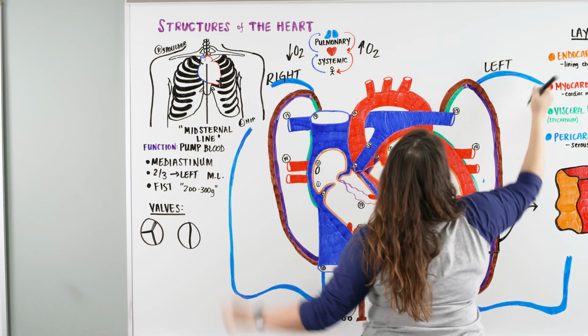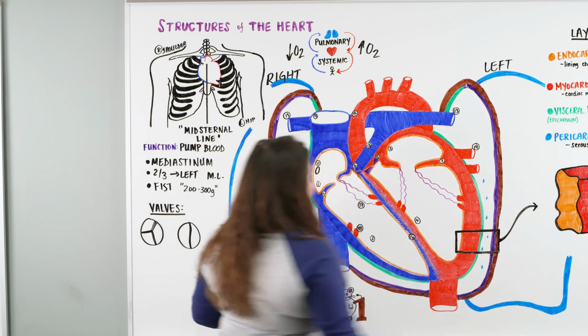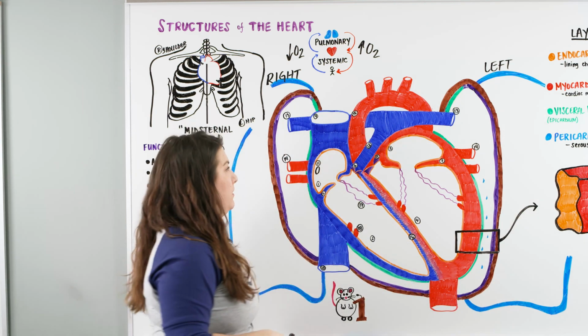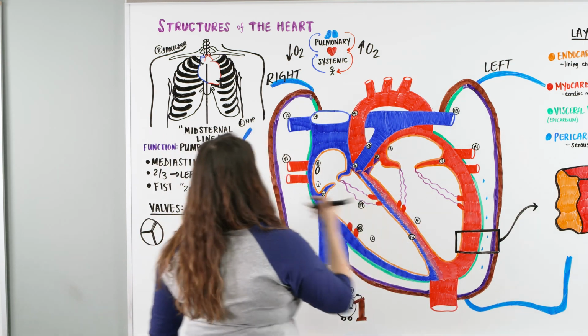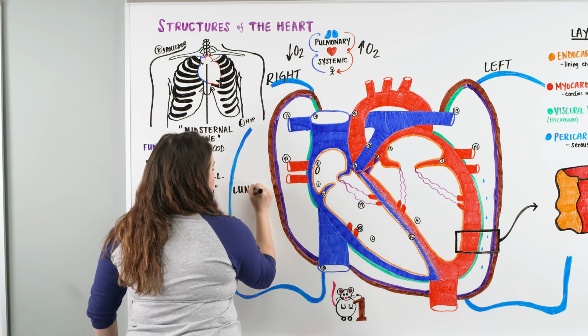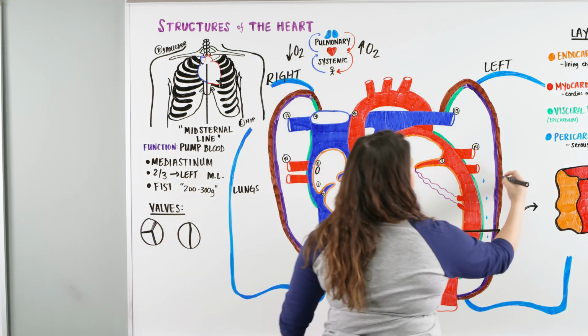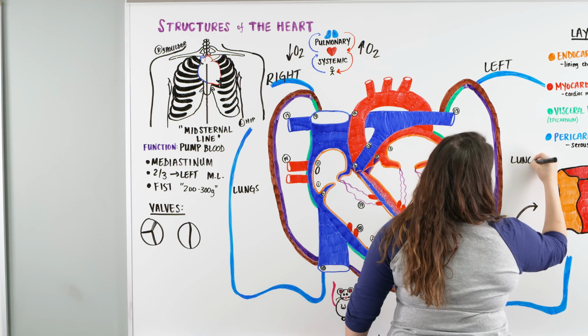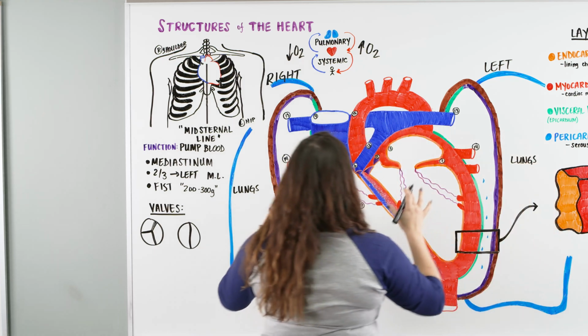And what are these two bigger blue structures here? What's on either side of our heart in our thoracic cavity? Those are our lungs. So just remember, this light blue here is our lungs. So we have our lungs, we have our heart.